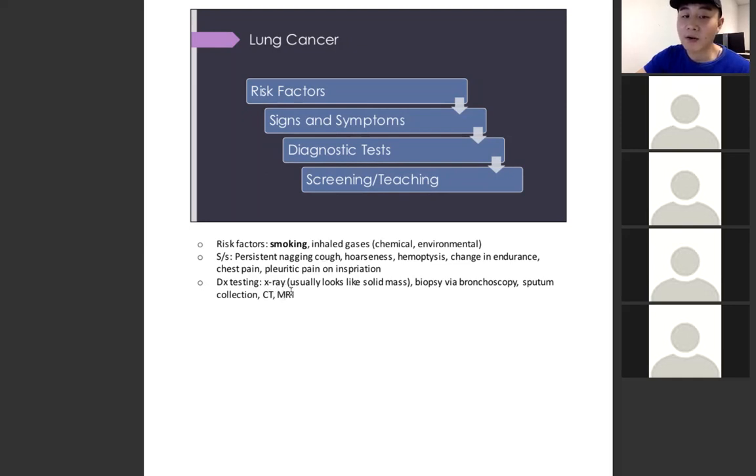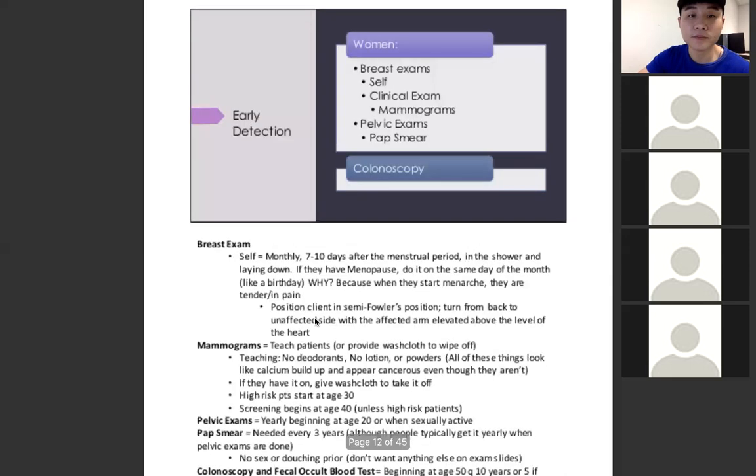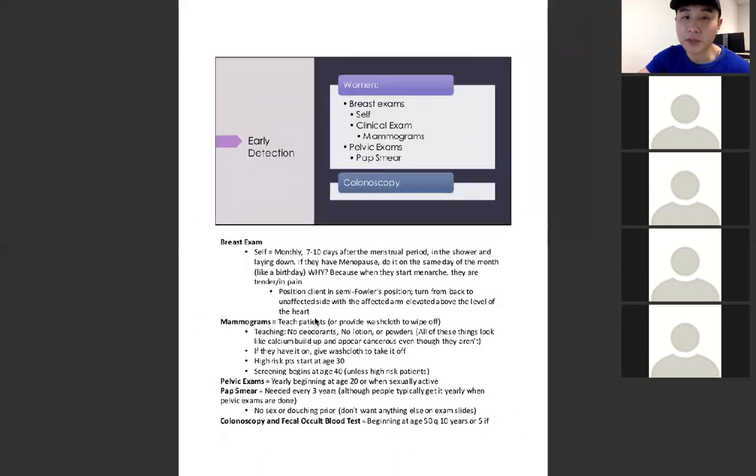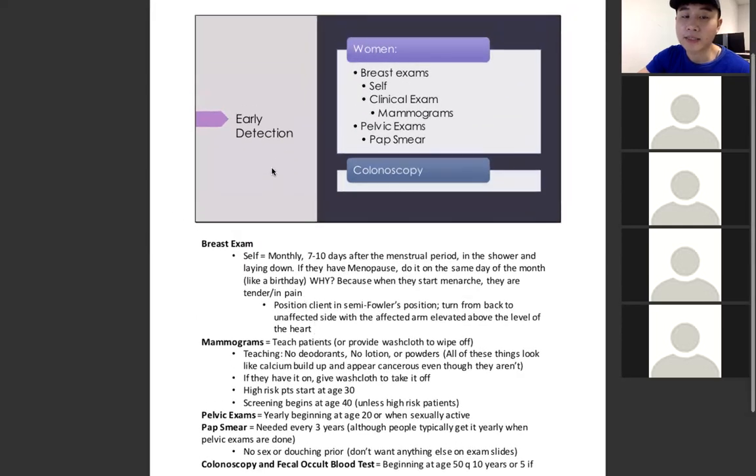Diagnostic tests are X-ray, which usually looks like a solid mass, biopsy via bronchoscopy, sputum collection, CT, and MRI. All right, so early detection is key in all kinds of cancers, especially in breast cancer. So in women, they definitely need to do regular self-exams, and also clinical exams, including mammograms, pelvic exam, and pap smear.